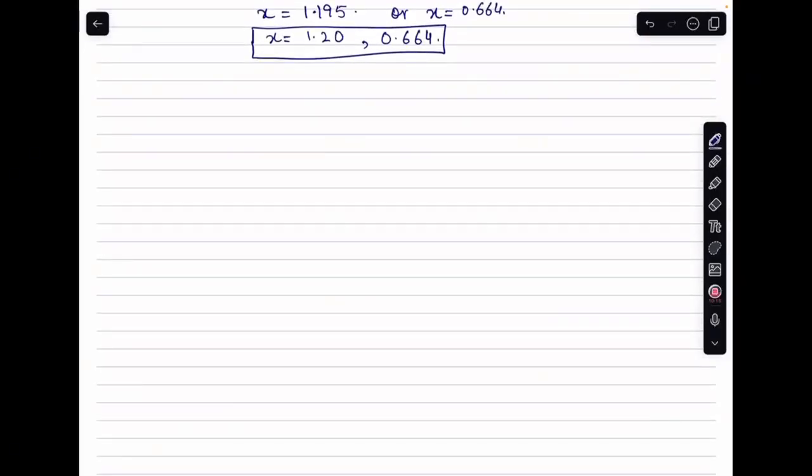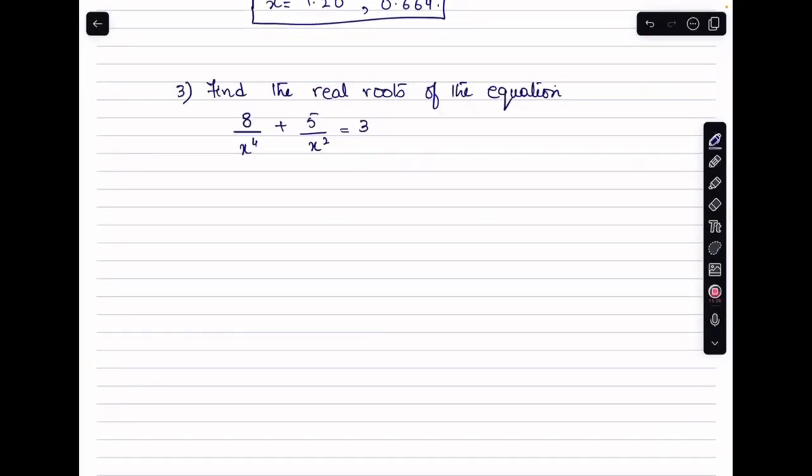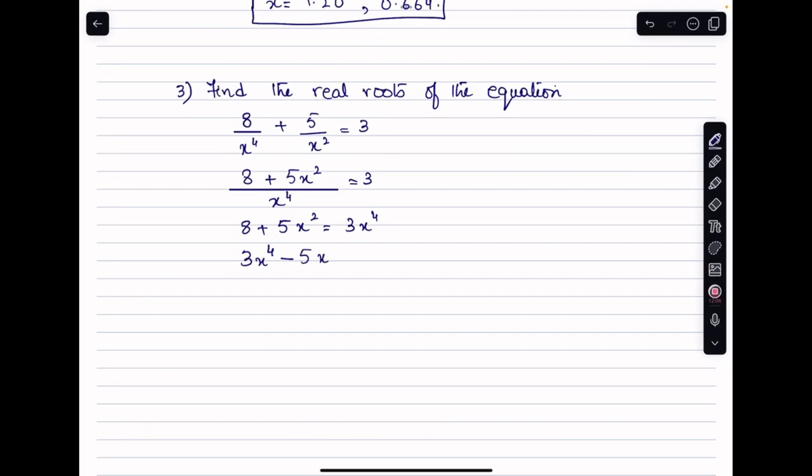So let's do an exam type question. Find the real roots of the equation 8/x⁴ + 5/x² = 3. I can take the LCM, and I can say that this is x⁴, giving me (8 + 5x²)/x⁴ = 3. Solving it further, I can say this is 8 + 5x² = 3x⁴. Arranging the terms to make a quadratic equation, I can say this is 3x⁴ − 5x² − 8 = 0.